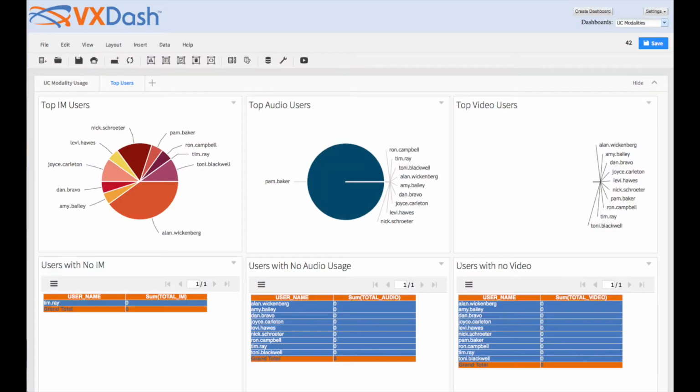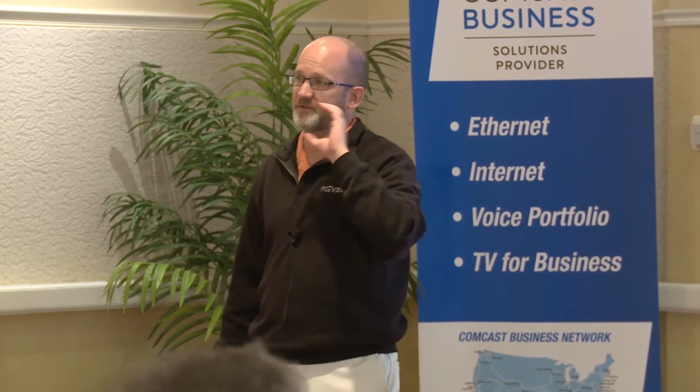So top left-hand side is my top IM users. So I'm getting really good IM usage, right? Middle, the audio users, how many people are making phone calls. Notice on the right-hand side, it's really hard to see that pie chart for video users. It's because there isn't any. If they're grouped inside the organization, this is a really good view, right? Why did I spend all this money if you're not going to use the video calls the way that we wanted to for us to capture that ROI?